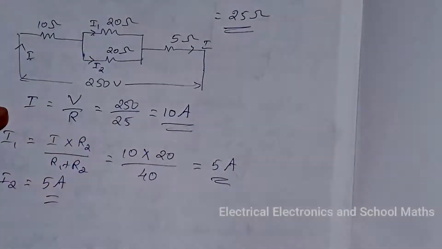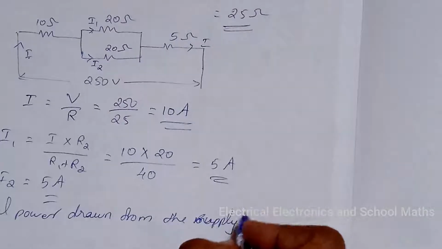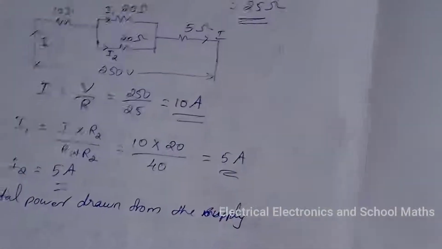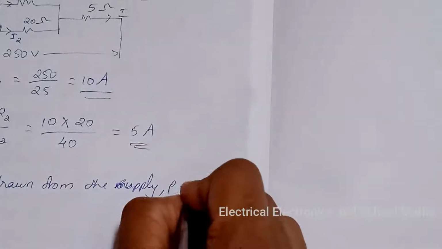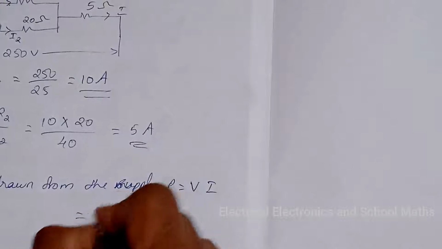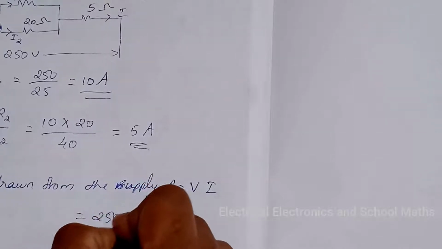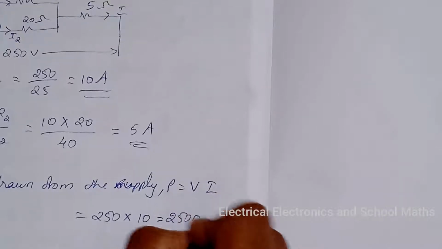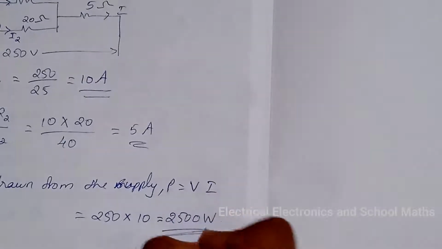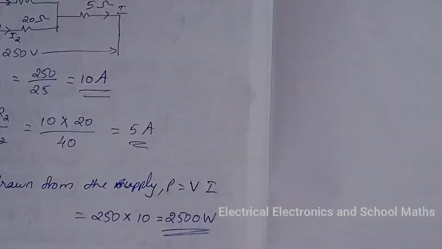Next we have to find the total power drawn from the supply. The total power drawn from the supply is P equal to V into I. V is 250 into current 10, that is 2500 watts or 2.5 kilowatt.